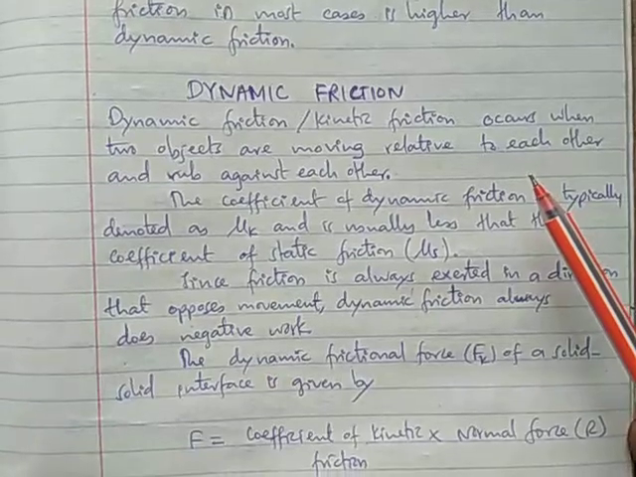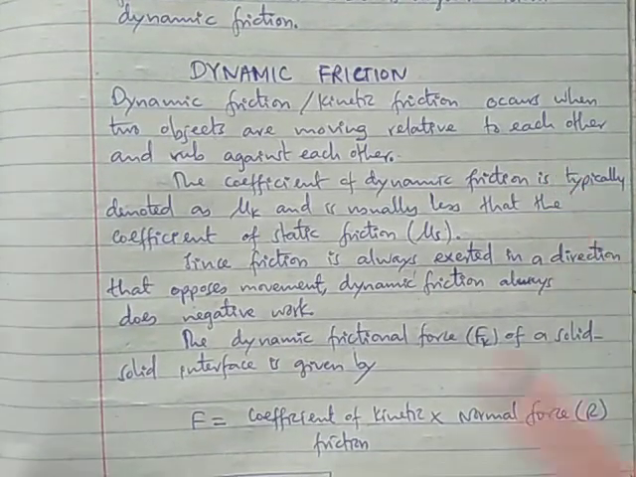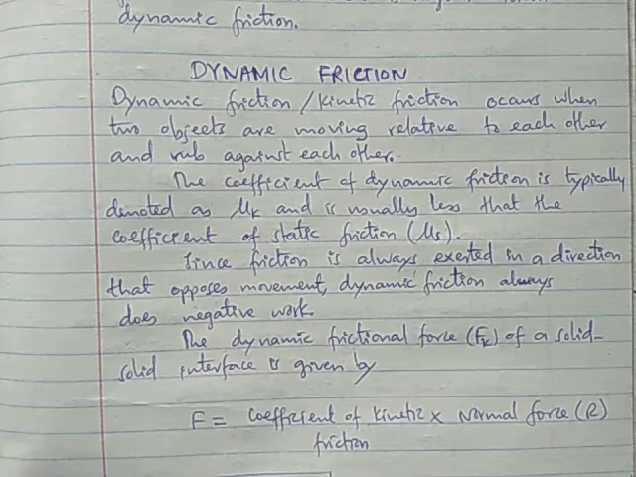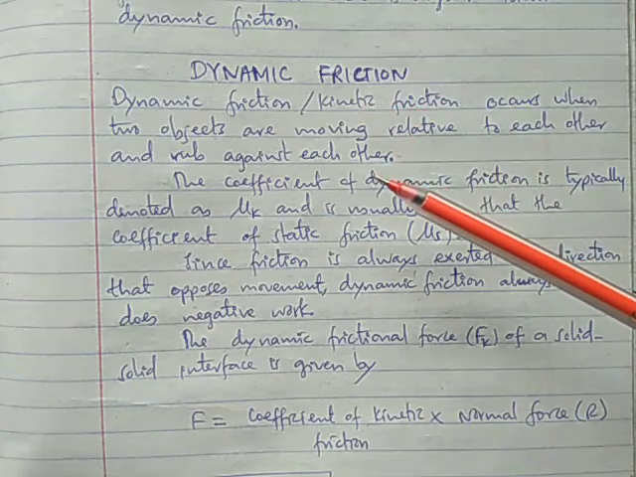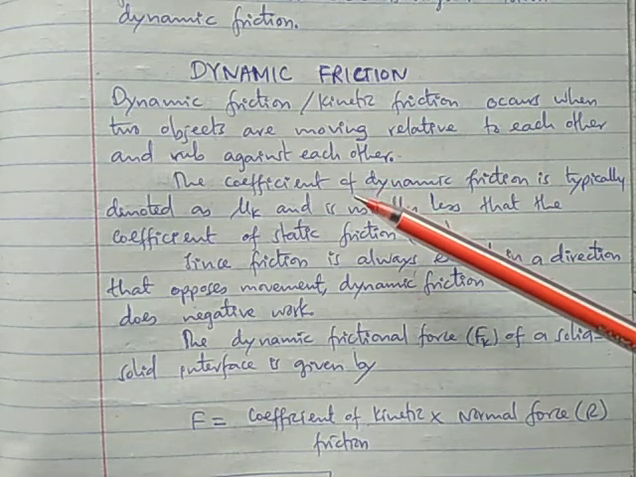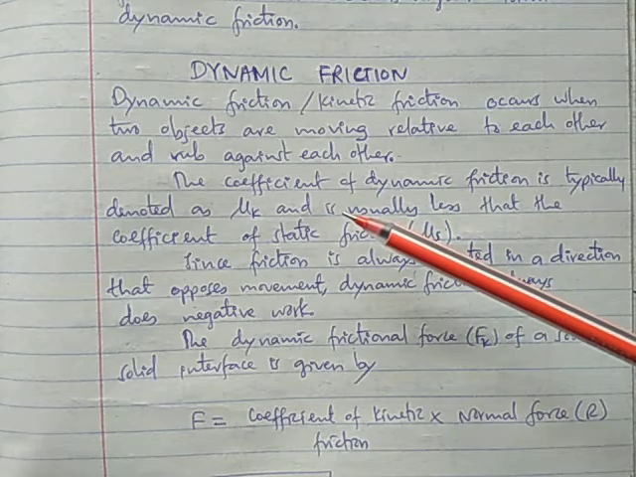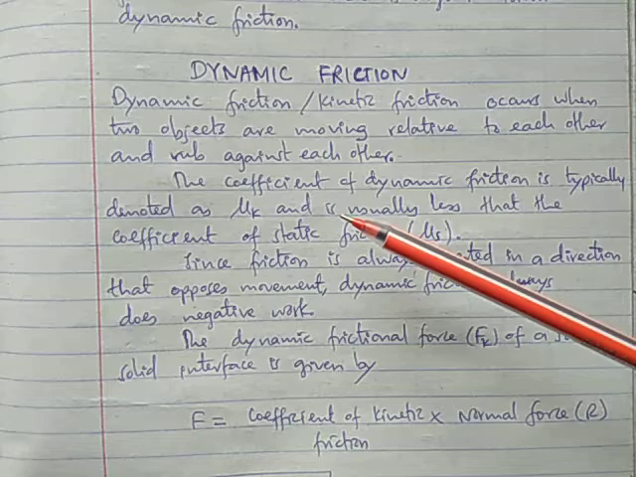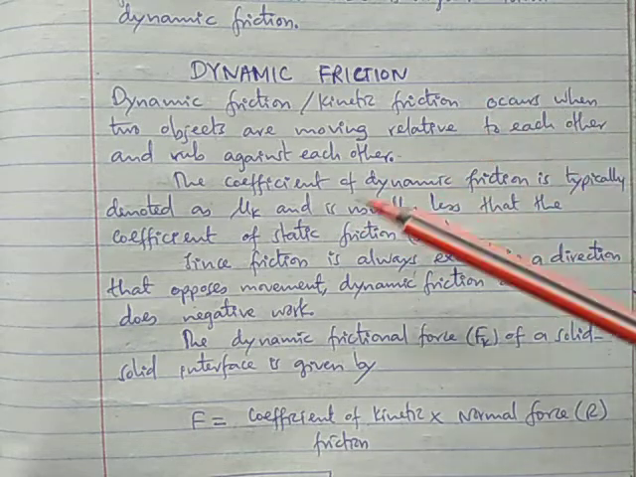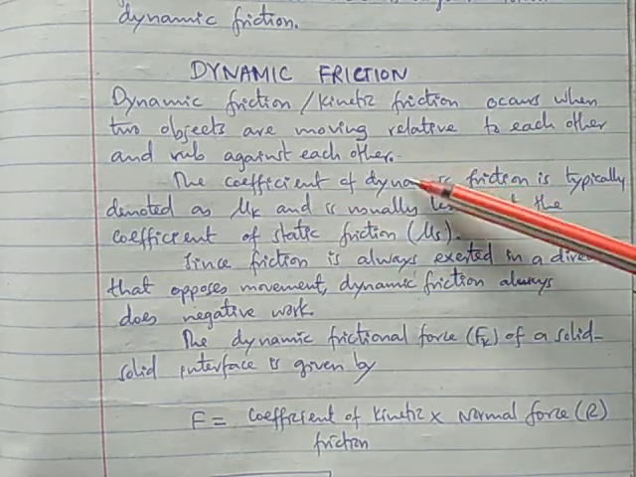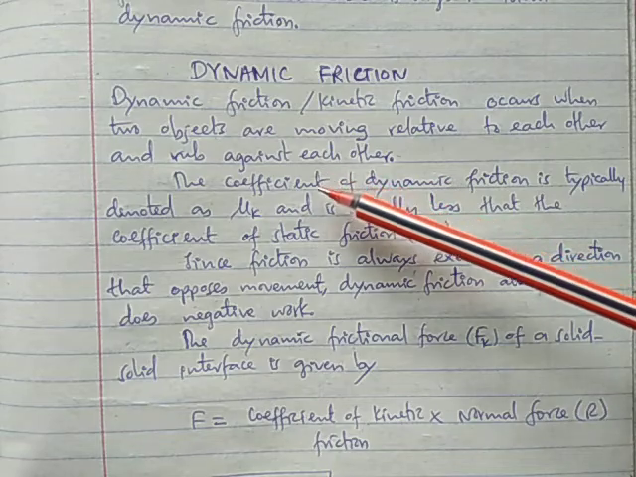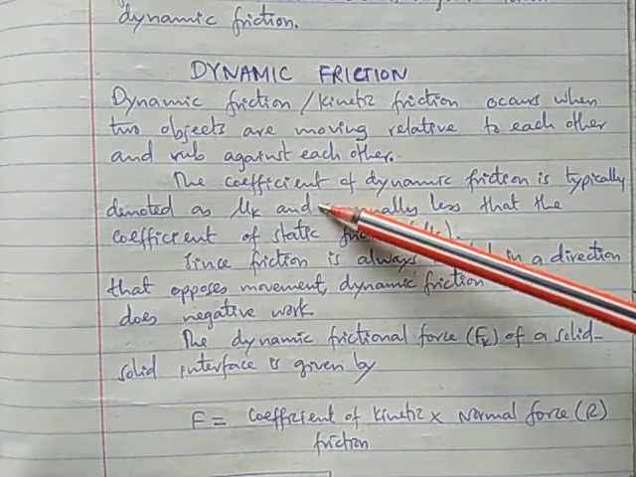But from there we have dynamic friction. Dynamic, or sometimes it is called the kinetic friction. Dynamic, that means it is changing. And even kinetic, that means it is not stationary. Objects are in motion. So it occurs when two objects are moving relative to each other and rub against each other.